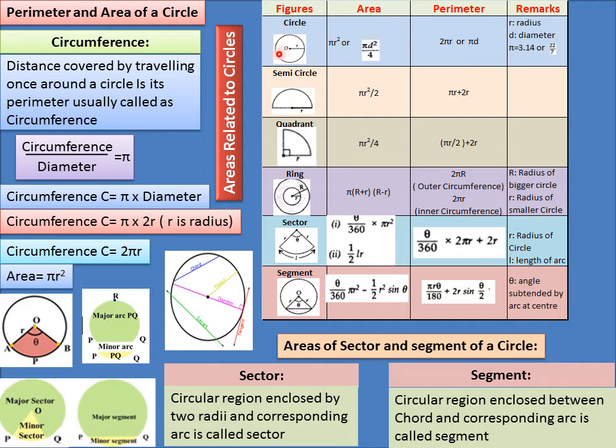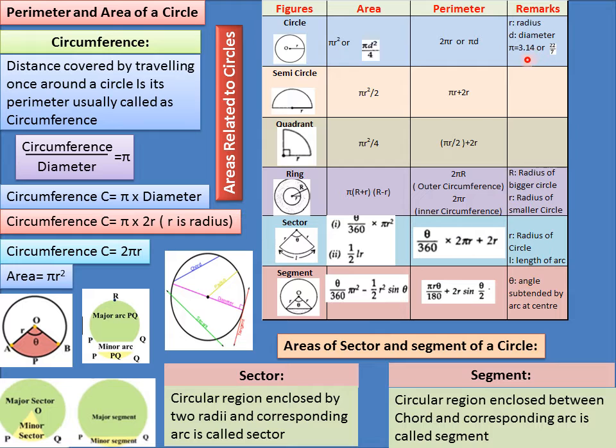Then perimeter, or circumference, will be 2 pi r. So for the whole circle, the perimeter will be 2 pi r or pi d, because 2 into r is nothing but diameter. Here r is the radius, d is the diameter, and the value of pi is 3.14, or you can use 22 by 7. You can use either of these two depending upon the problem, since sometimes using the fraction you will be able to simplify very fast instead of the decimal.